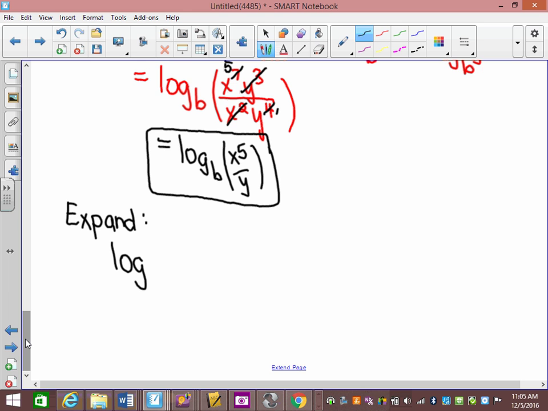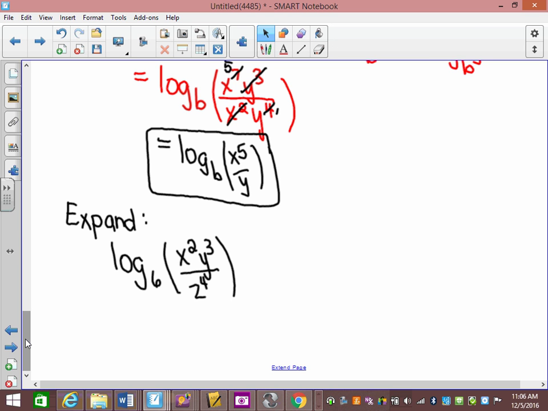So if we have log base 6 of x squared y cubed over z to the 4. We did an expanding like this before in an example. And I let you guys just leave it at like log base 6 of x squared. And I told you that this is an answer, but you can go a step further once I teach you power rule. We're going to do that right now. So let's expand it out.